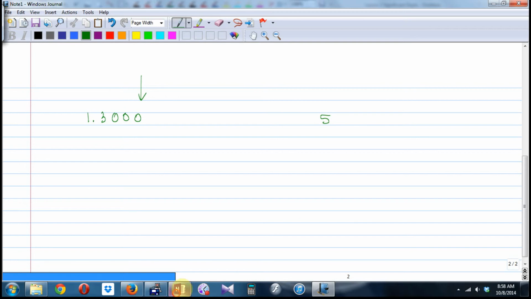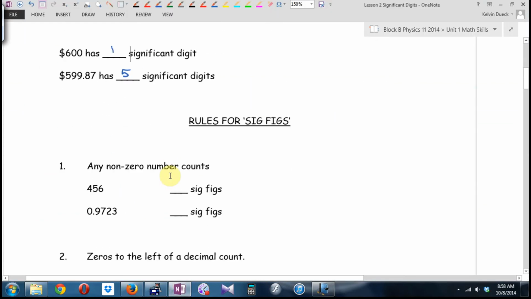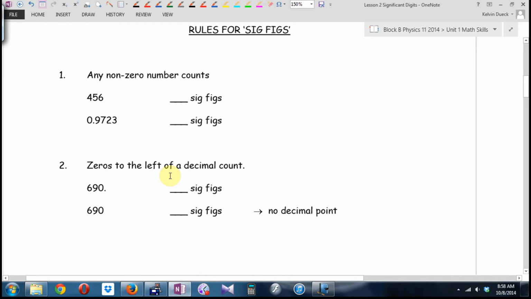Let's go back to our notes, pick your pencils up. Rules. Any non-zero number counts. 4, 5, 6. How many Sig Figs? 3. 0.9723. 5 digits. How many Sig Figs? 4.